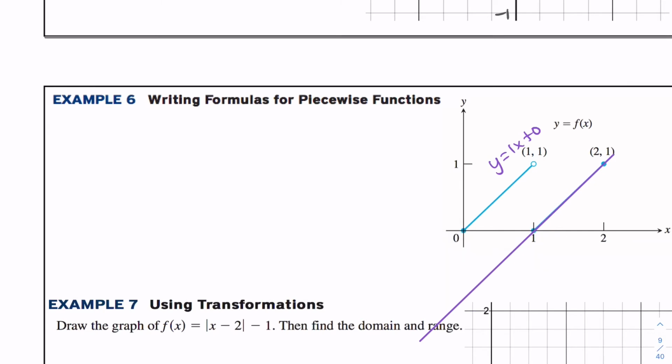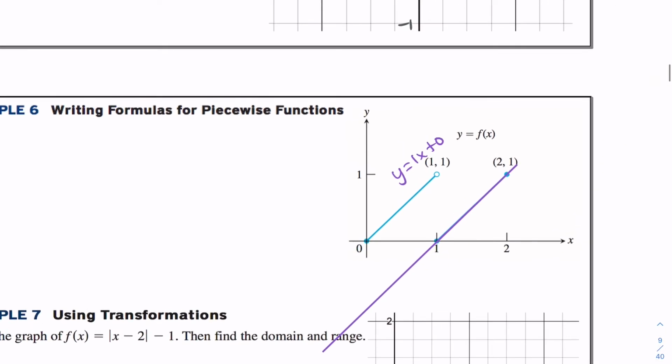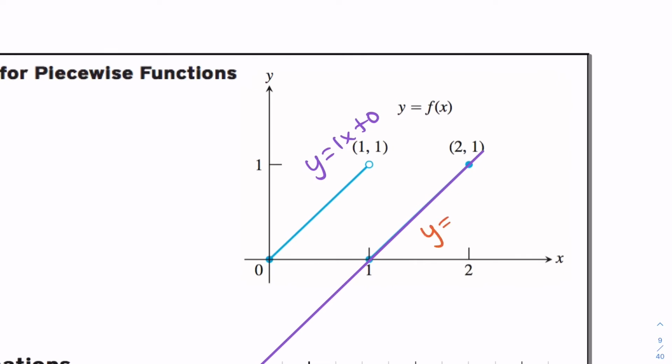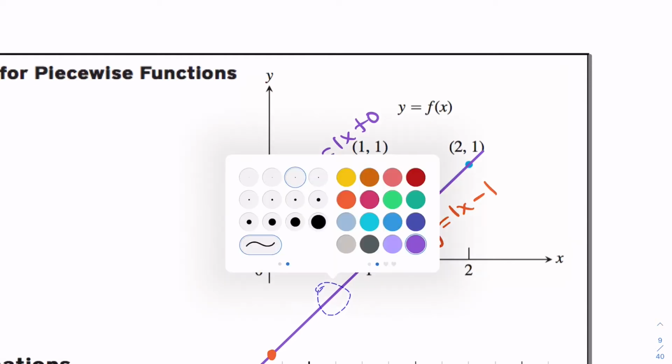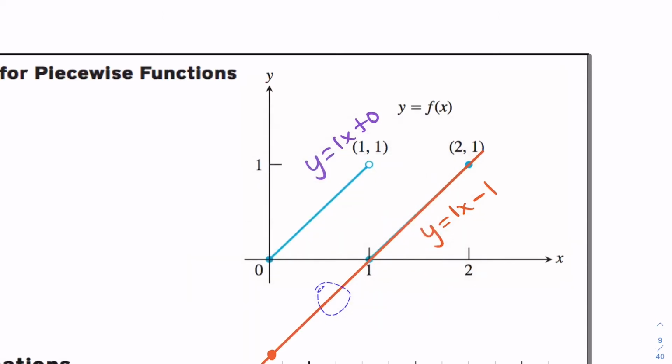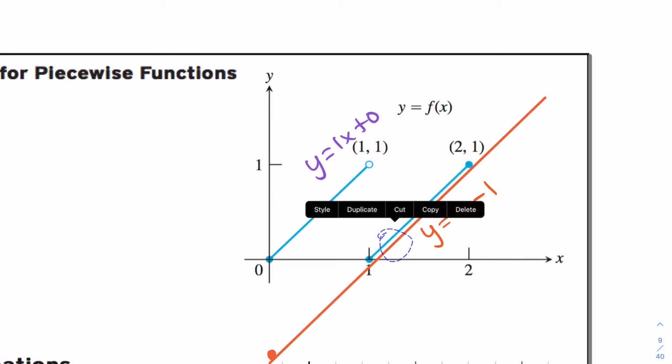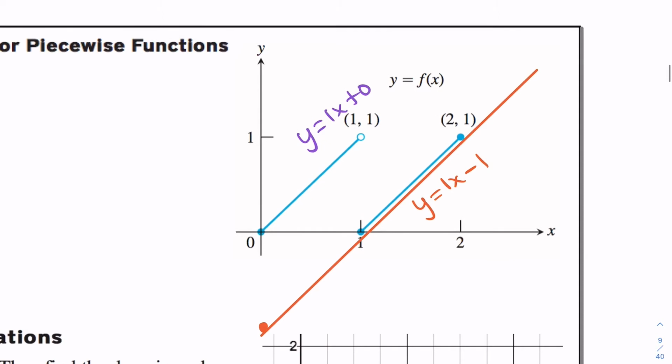It looks like it's actually the line y equals 1x minus 1. And the reason for that is it looks like we have a y-intercept at -1. So here, let me leave that line right here so that you can kind of see. That makes sense? All right, now I'm going to erase it.